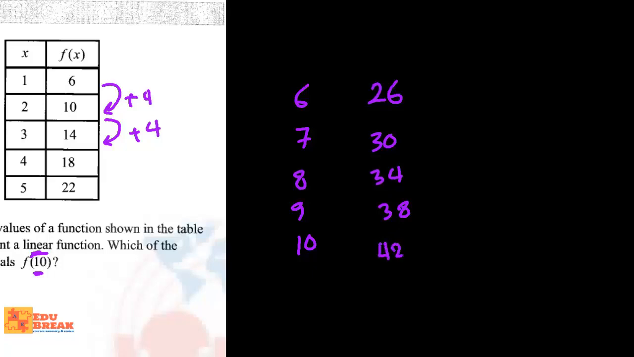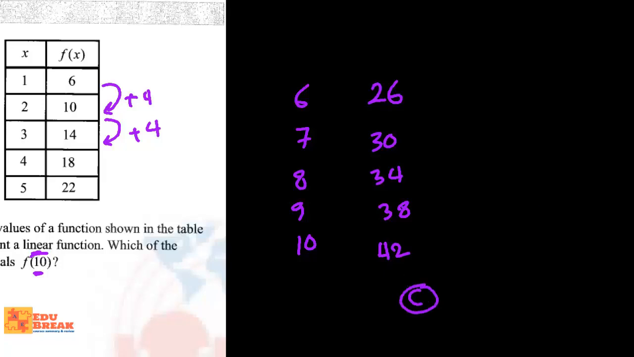That means when x equals 10. So add 6, 7, 8, 9, 10, and add 4 from 22. 22 plus 4 equals 26. 26 plus 4 equals 30. 30 plus 4 equals 34. 34 plus 4 equals 38. And 38 plus 4 equals 42. So the answer is C.